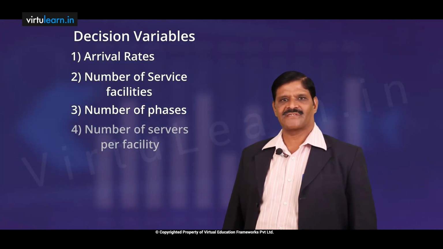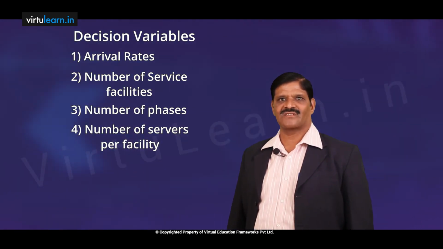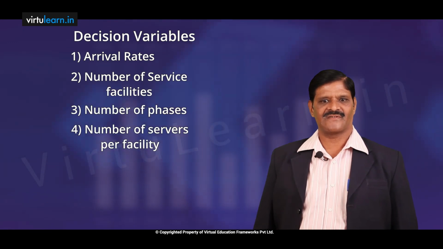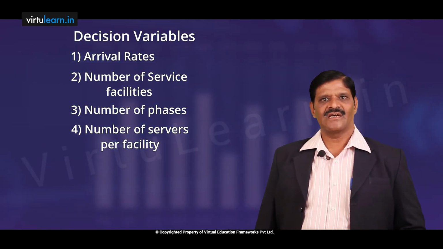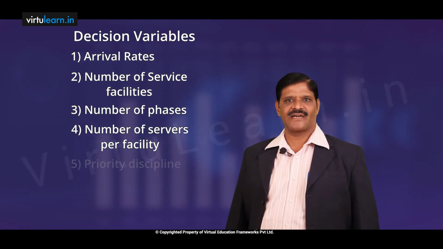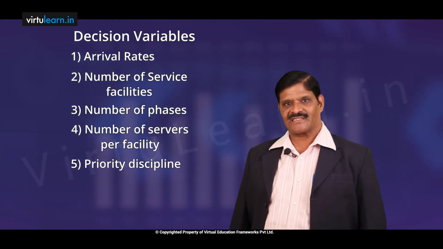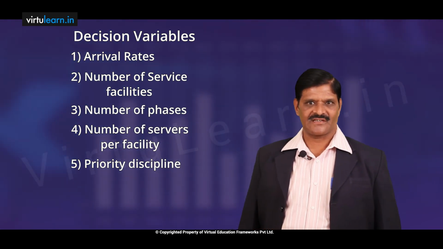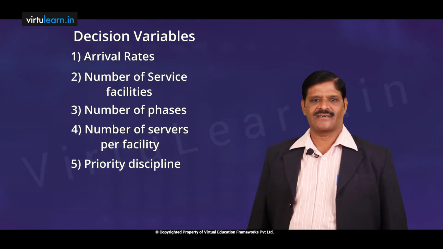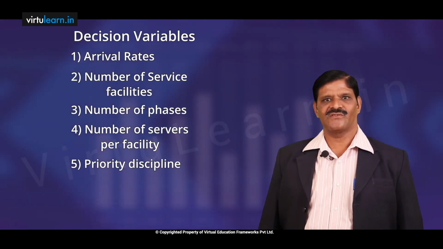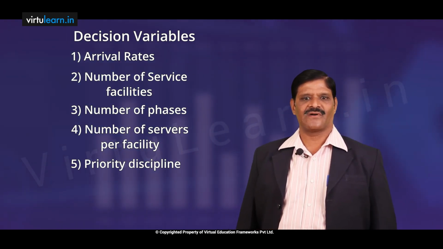Similarly, number of servers per facility. In a service station, if there are more servers, we call that the number of servers. Priority discipline. In some cases, in queues, there may be a priority discipline like first come first serve basis, or in some places last come first serve basis. Likewise, we can establish the priority. But usually in queuing theory, what we consider is that the first come first serve discipline is followed.